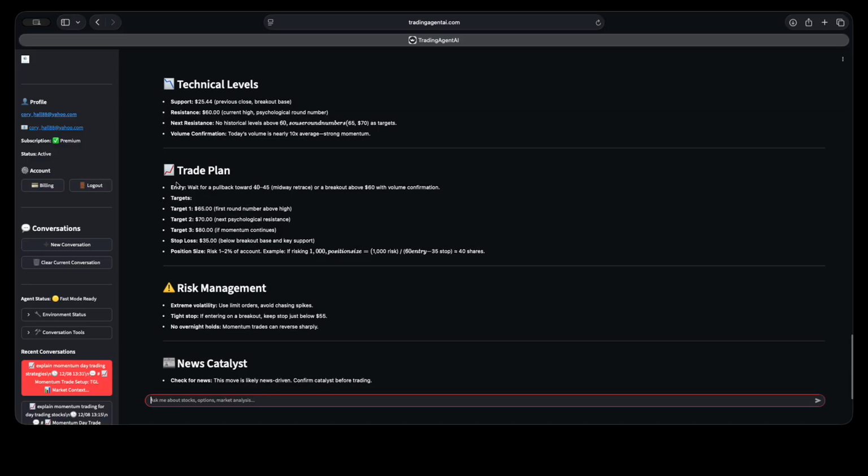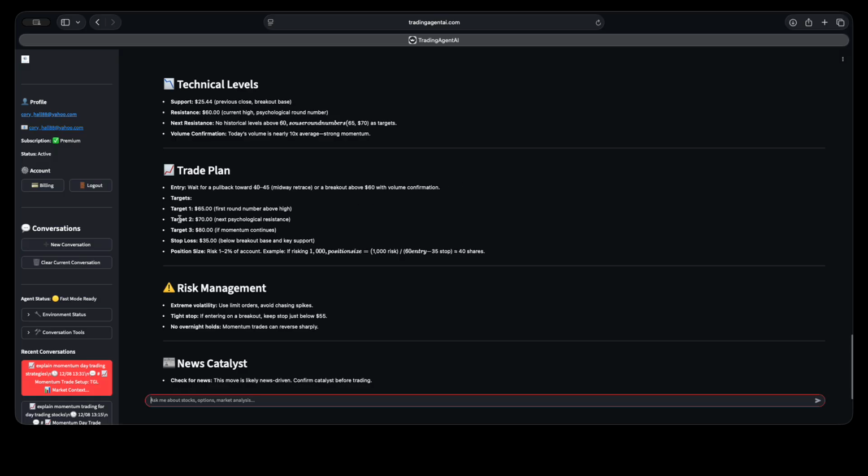And so here's your trade plan. Entry, we're going to wait for a pullback toward 40 to 45 or a breakout above 60, with volume confirmation. To make sure that we're not chasing, we want either a pullback to confirm that the trend is respected, or we want a continued breakout to confirm the same. Ideally, we'll want the breakout above 60. And so when we do that, that'll be our entry.